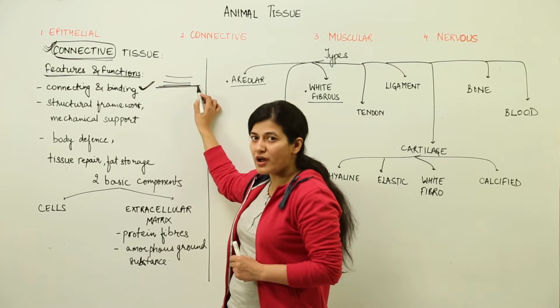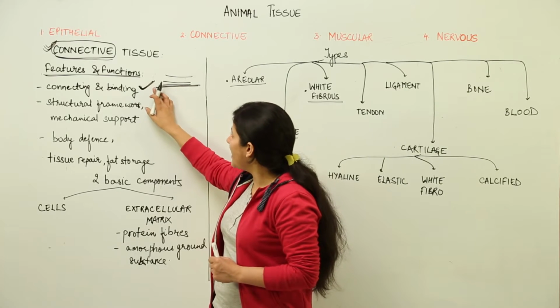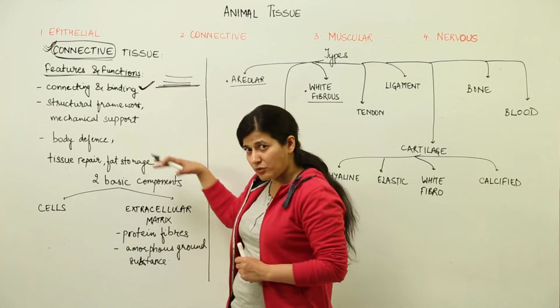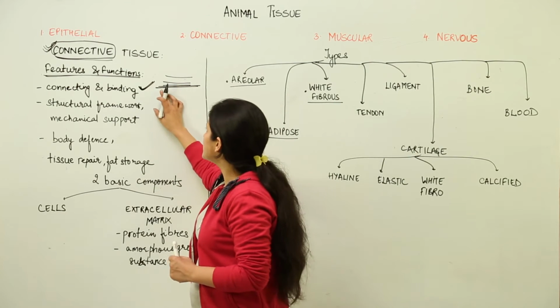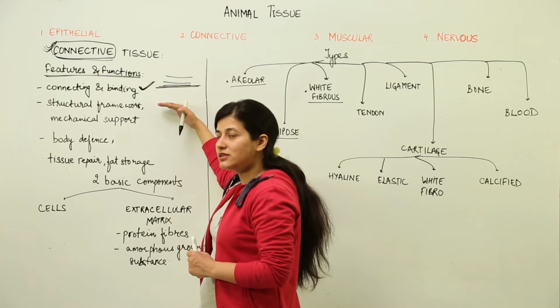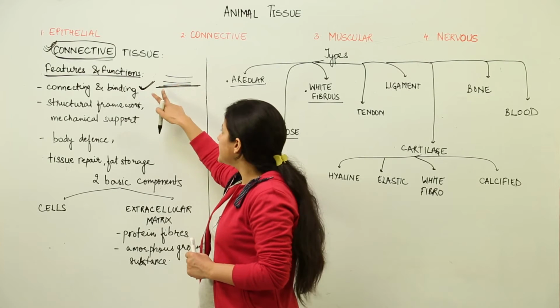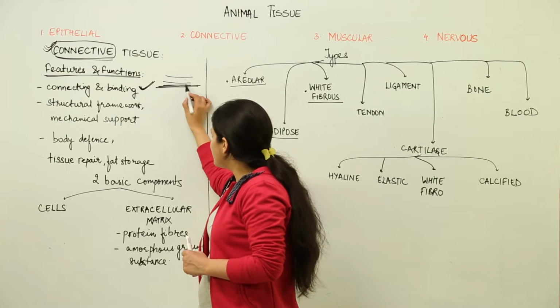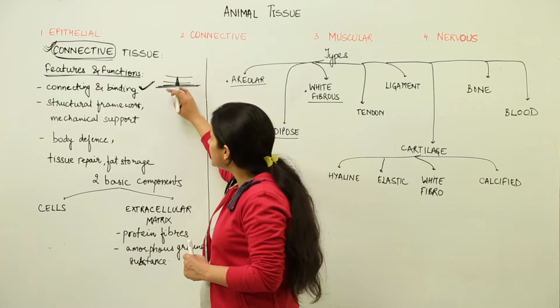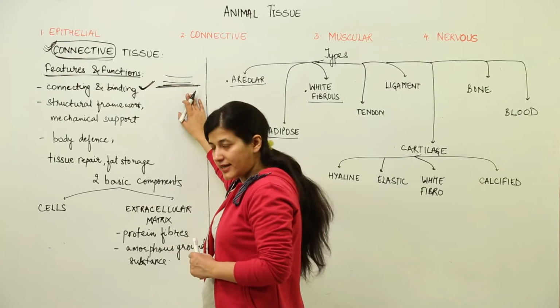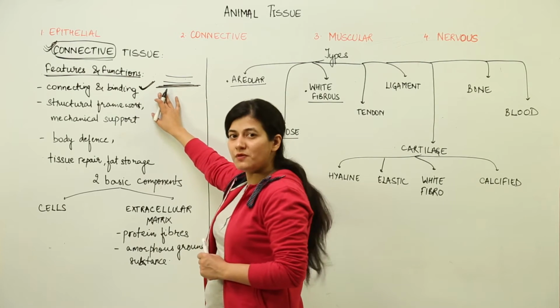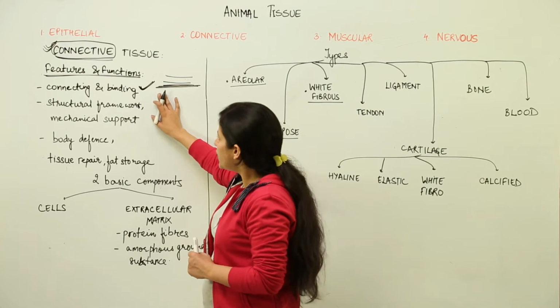In most of our organs and tubules and other body parts where the connective tissue is present, it is present beneath the epithelial tissue. So somehow it is performing the function of binding the epithelial tissue with the subcutaneous layer. Subcutaneous layer of course would be formed of connective tissue only.